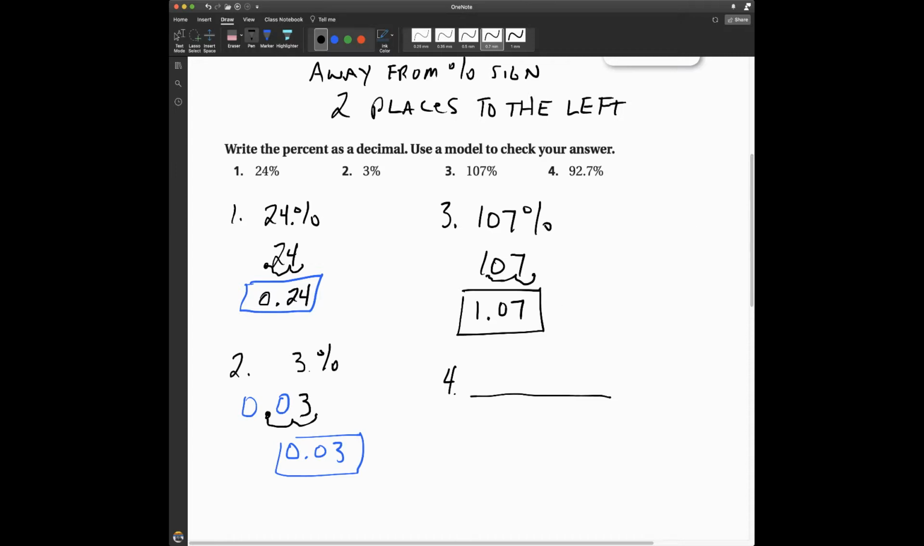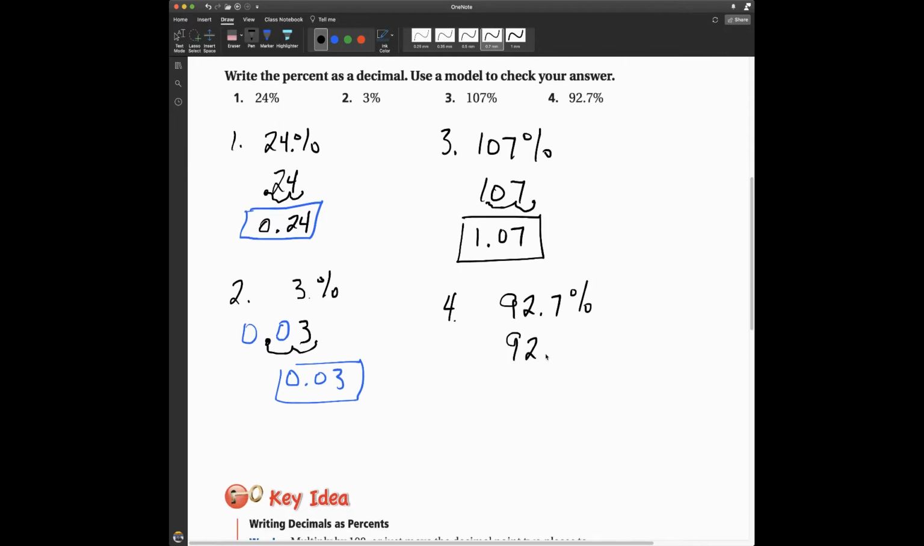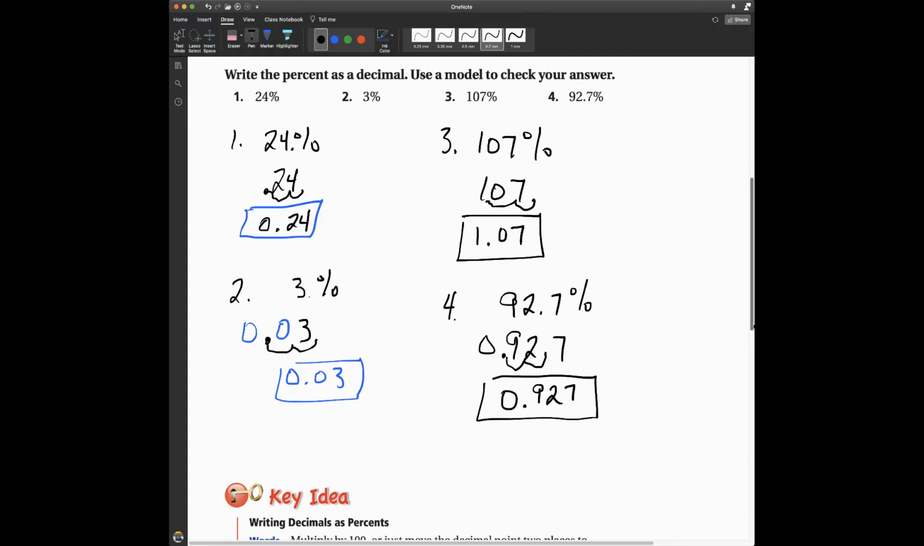All right, so we're back. Let's see, what do we get for number 4? I got 92.7%. So I drop the percent sign. The decimal's already there, so I move it 1, 2 places. I'll put it there. So I'm going to need a 0. So 92.7% is the same as 0 and 927 thousandths. All right, so that's writing percents as decimals.